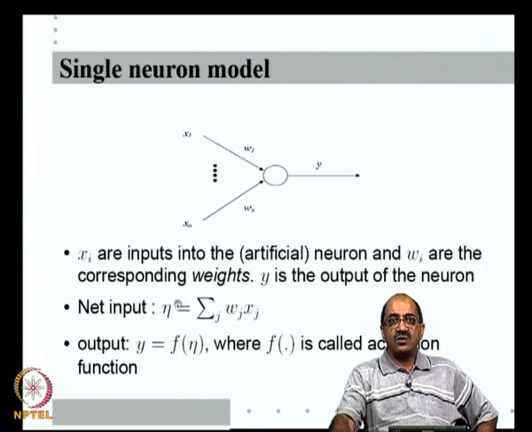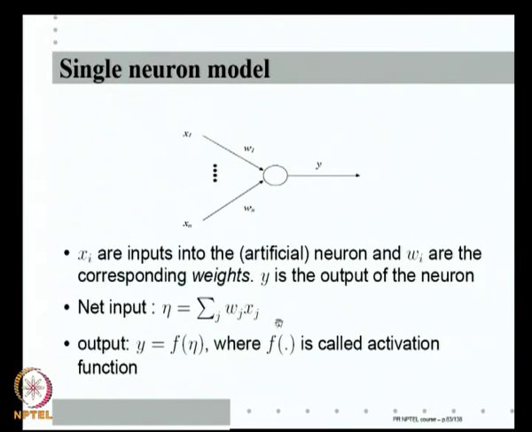So, what does the neuron do? It calculates its net input as a weighted sum of inputs. So, this is the input coming to the neuron; multiply that with the weight and sum over all the inputs, that we call the net input, and you calculate your output as some function of the net input, where f is called the activation function. This can be a simple model of a neuron.